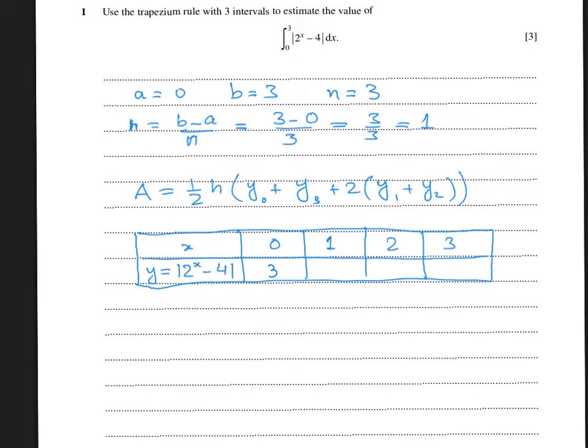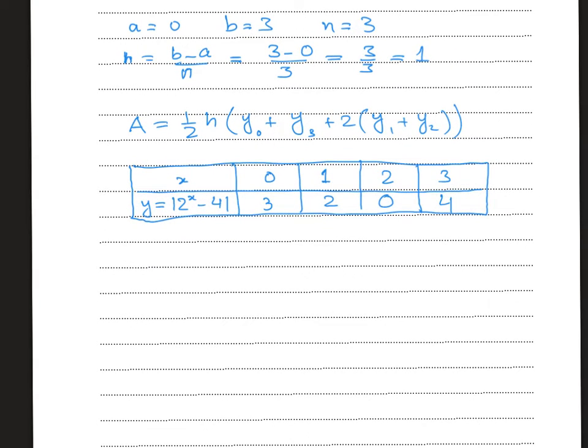Similarly, when x equals 1, this gives 2 minus 4, which is minus 2, and the modulus makes it positive, so it is 2. When x is 2, 2 squared is 4, and 4 minus 4 is 0. When x equals 3, we get 2 to the power 3, which is 8, minus 4, equals 4. Okay, now we have all the values.